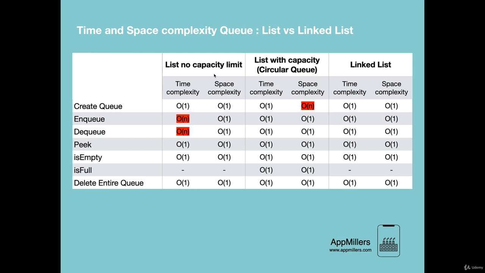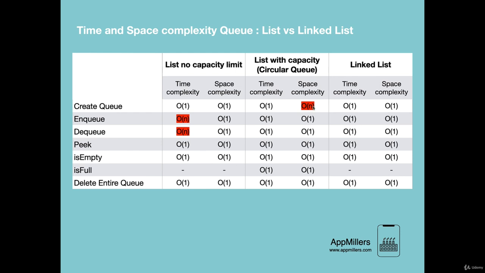And this means that if we have more elements in the queue, list with no capacity is not preferable. But if we have fewer elements, we can select this queue over here. Now the next queue is circular queue. Here, as you can see, all complexities for these operations are O(1) time complexity.